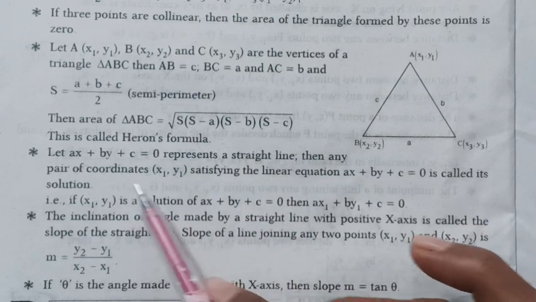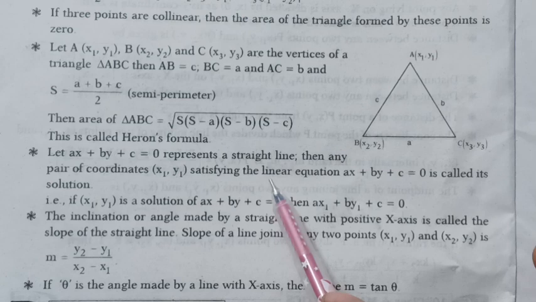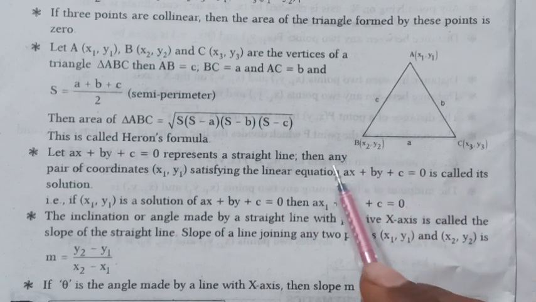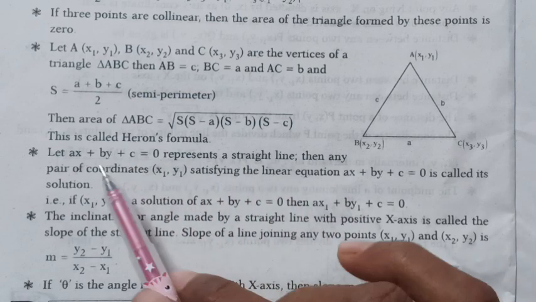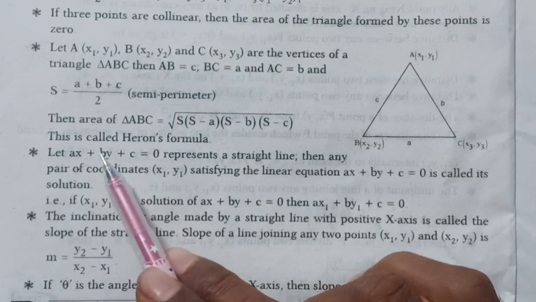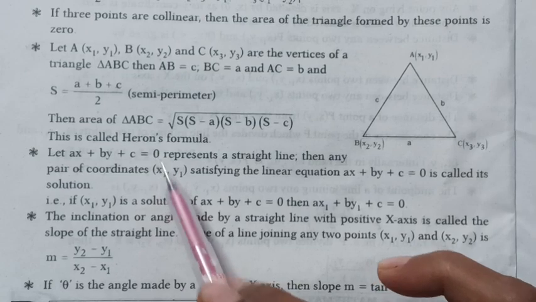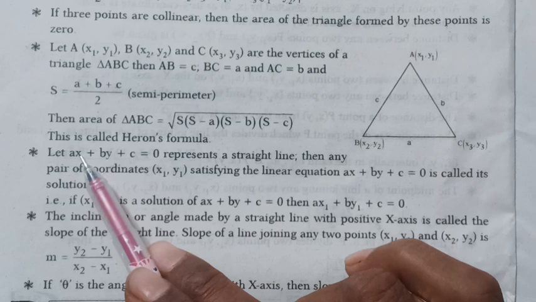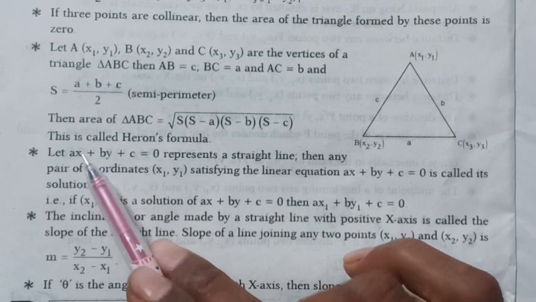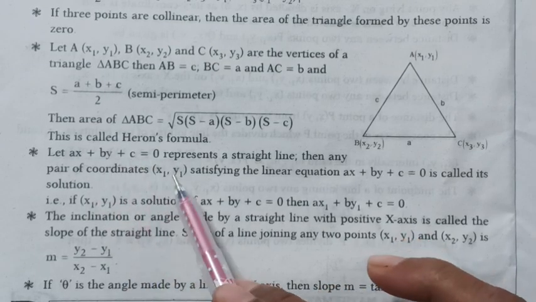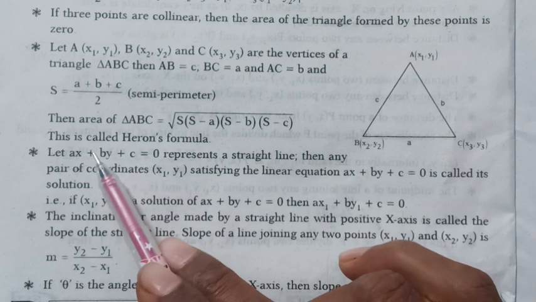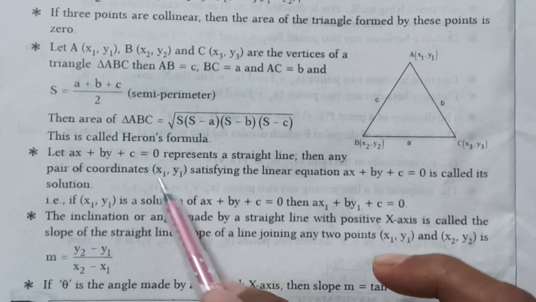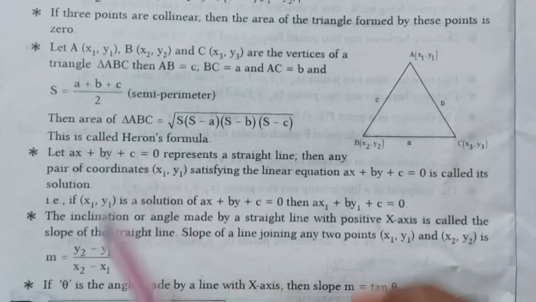Any pair of coordinates x1, y1 satisfying the linear equation ax plus by plus c equals 0 is called its solution. For example, ax plus by plus c equals 0 is a straight line. A point lies on this straight line. That means if you substitute x equal to x1 and y equal to y1 in this equation, it becomes 0. If it becomes 0, this is a solution for the equation.